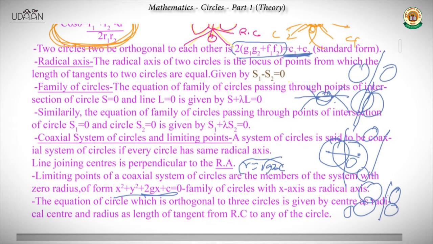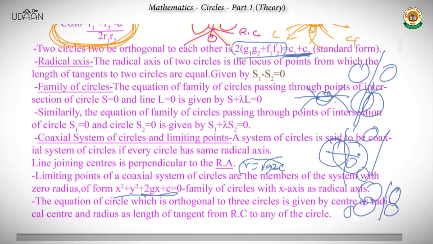So if we want to find the equation of the circle orthogonal to the three given circles, its center is the radical center, and its radius is the length of the tangent from the radical center to any of the circles. We know the radical center lies on all three radical axes, and any point on a radical axis has equal tangent lengths to the circles, because that is how we define the radical axis. So it will cut all the circles orthogonally. This is just by definition, and we have to remember that.